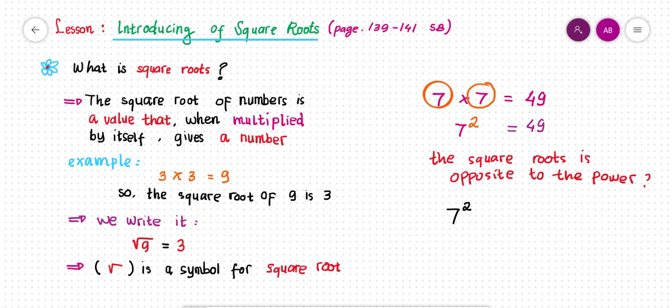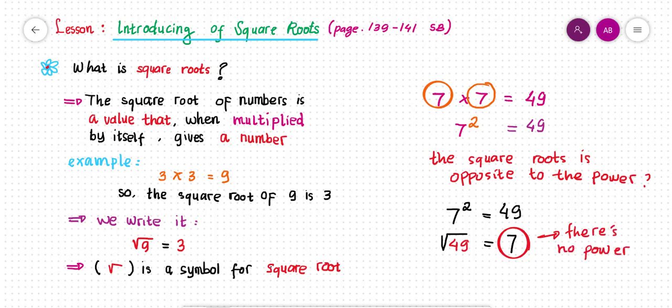7 to the power of 2 is equal to 49, right? So, it means that the square root, this is the symbol of the square root, like this. The square root of 49 is equal to 7. Okay, kids, can you see that? But there's no power anymore. Keep it in your mind. Only 7. There's no power anymore.